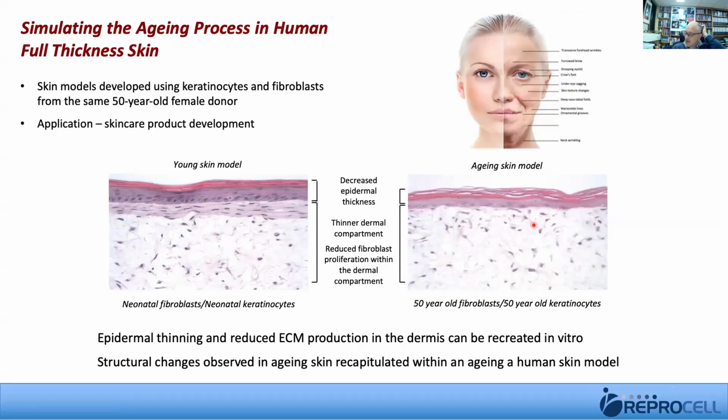To produce a model of human aged skin, we can do two things. The first is to utilize cells from young and old donors. On the left, we have a young skin model from young material, whereas this is aged material, and you notice immediately the difference in the thickness of the epidermis, which is what happens when you age. You have a thinner epidermis, and there's less collagen and other extracellular matrix components in the aged model, which also happens in aged skin.